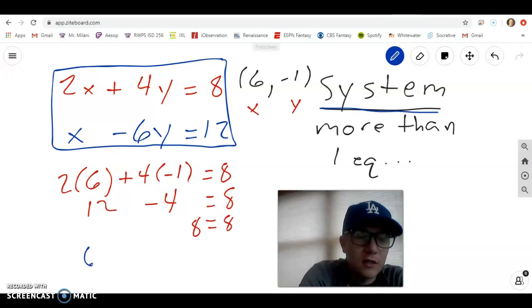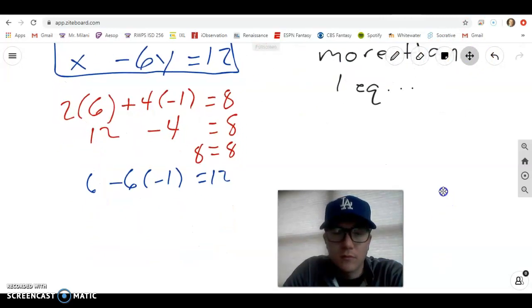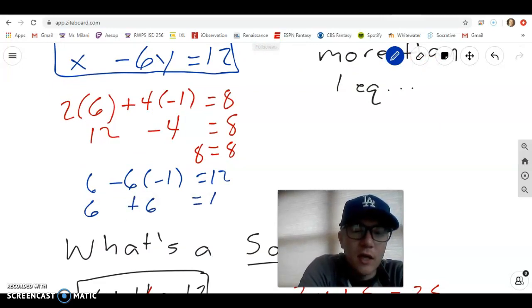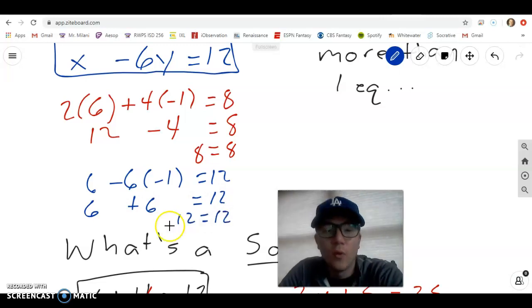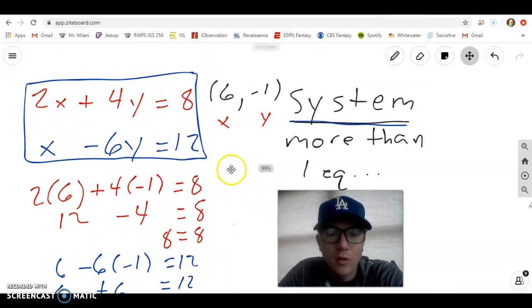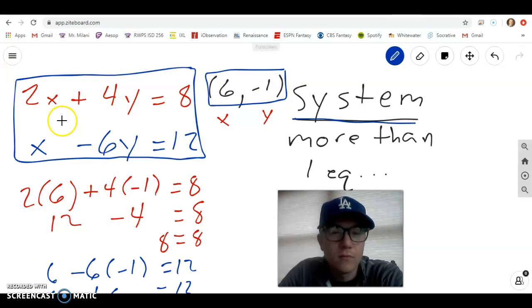6 for x, minus 6 times -1. Let's check to see if it equals 12. 6, and then -6 times -1 is +6. And what do you know? 6 plus 6 is 12. We get 12 equals 12. So since that point worked for both the red and the blue equation, we can now say that that ordered pair is the solution to this system of equations.